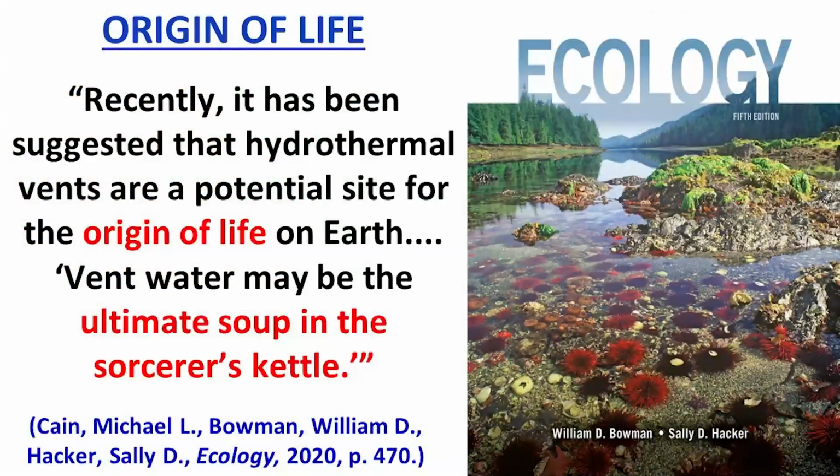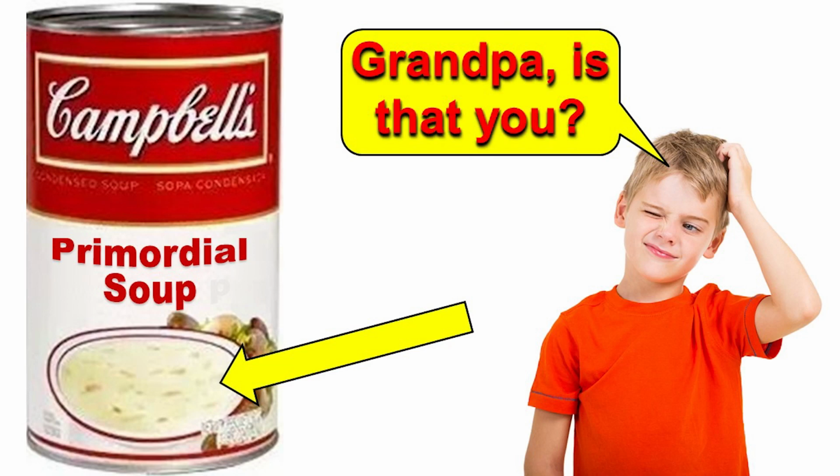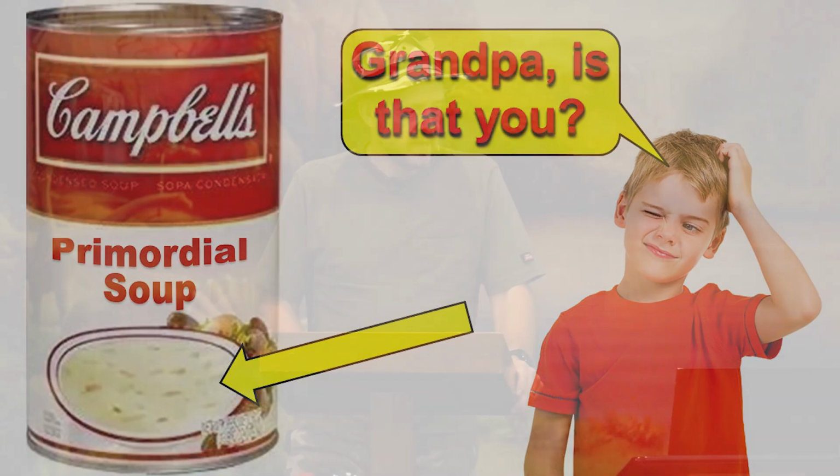Here's Ecology, 2020, page 470. Recently, it's been suggested that hydrothermal vents are a potential site for the origin of life on Earth. Vent water may be the ultimate soup in the sorcerer's kettle. Soup. I'm waiting for Campbell's to come out with primordial soup, and there will be your grandfather right there in the can. Well, I'm being a little bit sarcastic.